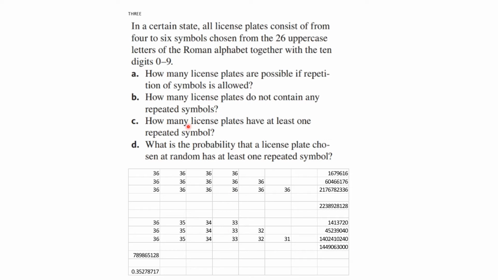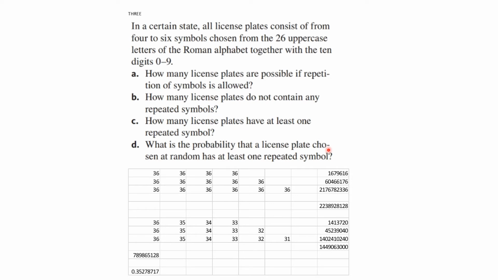Now, question C asks, how many license plates have at least one repeated symbol? So what we're saying is we take the big number, this one, minus the smaller number. You see, these were the ones that had no repeats. These were the total. So the difference between the two is how many have at least one repeated symbol.